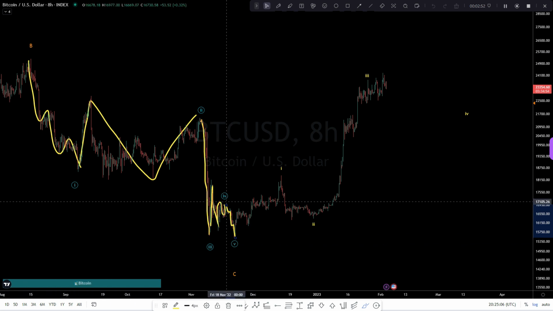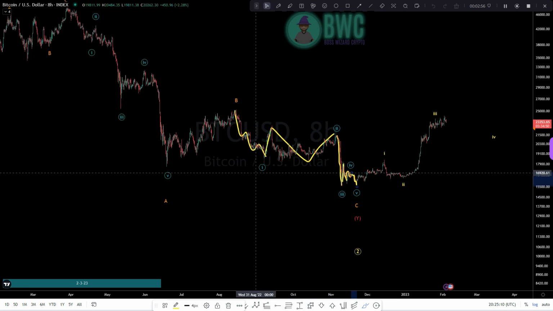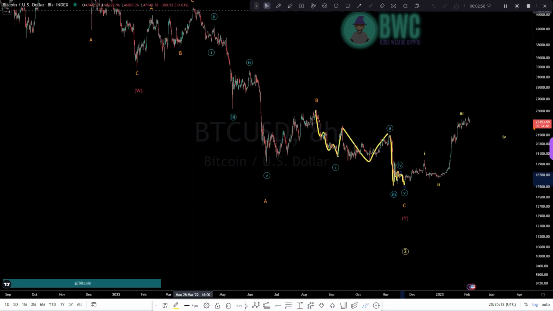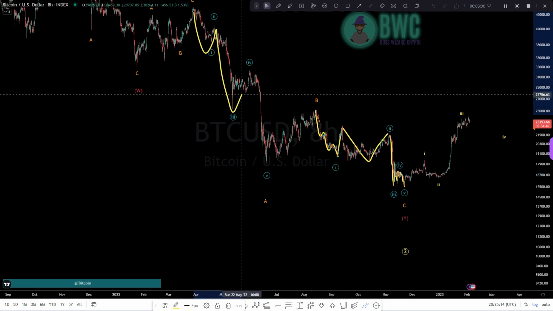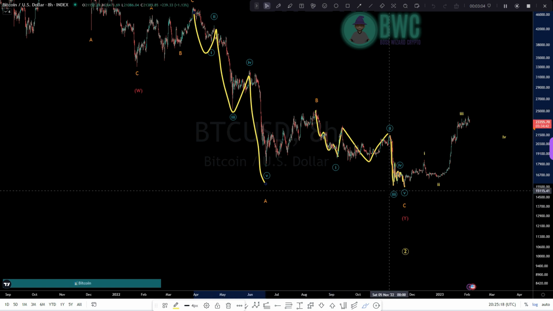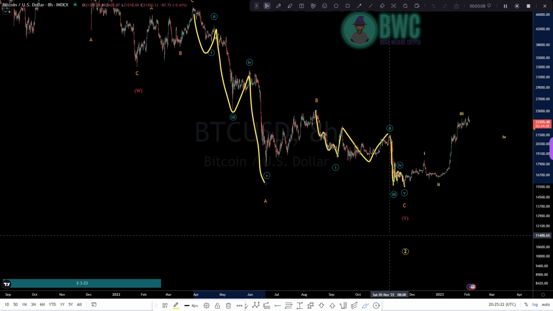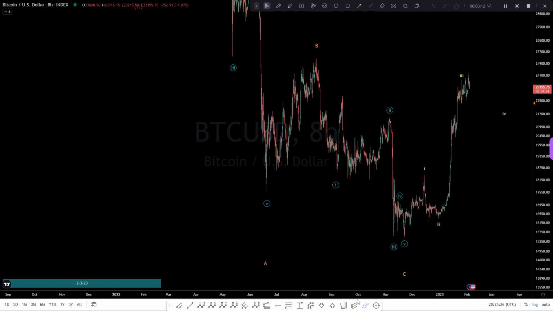1, 2, 3, 4, 5. That ends a C wave, for a zigzag where it's 1, 2, 3, 4, 5. Here, 5, 3, 5. Zigzag to complete a double zigzag to complete 2. Okay. So let me get rid of all that noise.